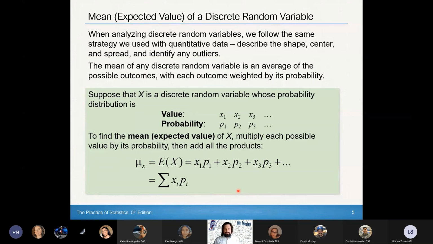This is slightly different than what we did for quantitative data, because in quantitative data, the only thing we have to do is add everything up and divide by how many things we had. That's because typically we were talking about something where all the outcomes are equally likely. And so the calculation has to be adjusted because these things are not equally likely to happen.